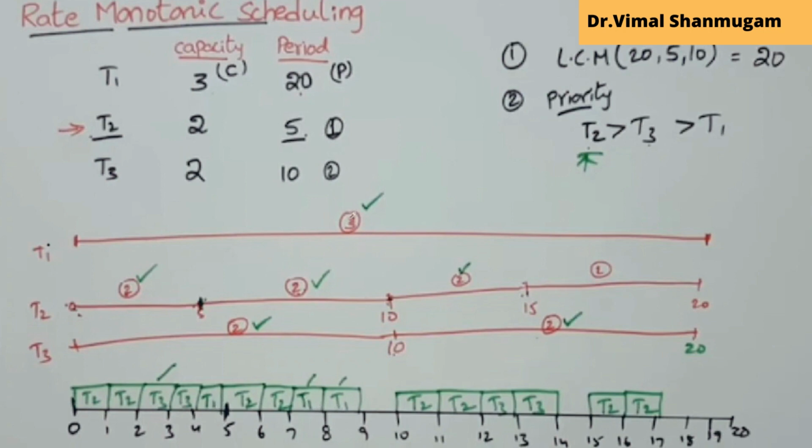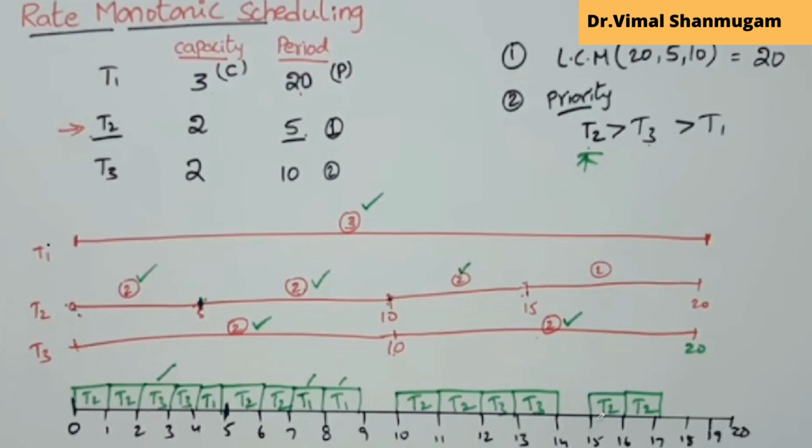So the T2 process is done already; it will not come again for execution. Within these 0 to 10 minutes, T2 is executed once in 5 minutes, and another 5 minutes once, it is also executed. After the 10 minutes, again T2 will execute for 2 minutes. Then another 2 minutes will be given to T3. Okay, then the next 1 minute will be free.